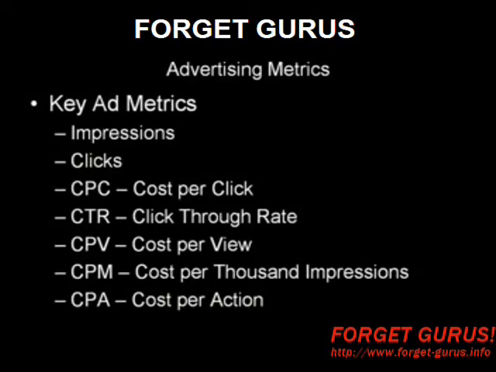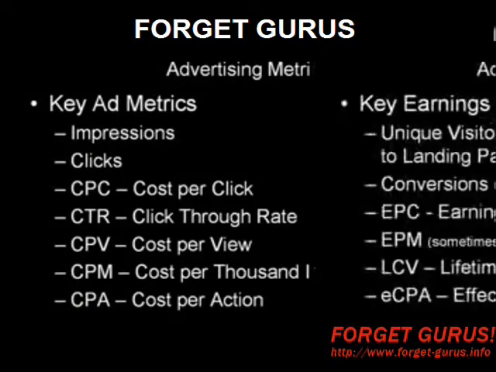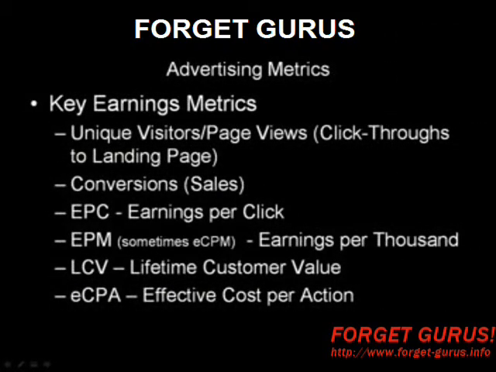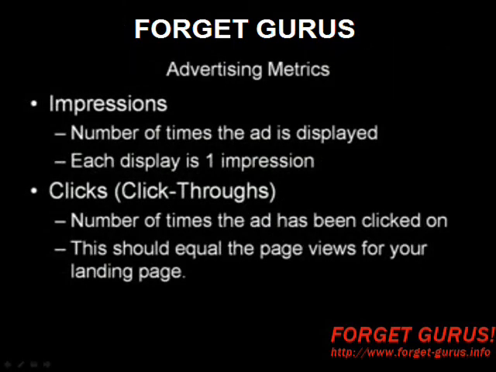So I want to talk about what the key advertising metrics are, and we're going to go through each of these one by one. The first ones are impressions, clicks, cost per click, click-through rate, cost per view, cost per 1,000 impressions, and cost per action. And then next we're going to talk about the earnings metrics, which are unique visitors or page views, which is basically click-throughs to a landing page, conversions or sales, earnings per click, earnings per 1,000, and lifetime customer value, plus effective cost per action. Now you may know what some of these are, but I am going to start at the very beginning. I just want you to get an idea of all the ones we're going to go through so you don't get bored as we start out with impressions.